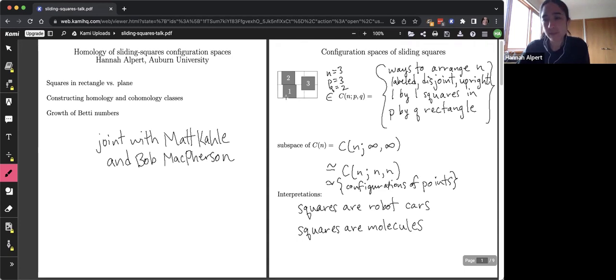gas. So for this interpretation where the squares are molecules, we're always thinking of taking the limit as maybe the density stays the same, but the number of molecules is going to infinity, to model the situation where we do have a gas in a large container, or some substance with many molecules in a large container.